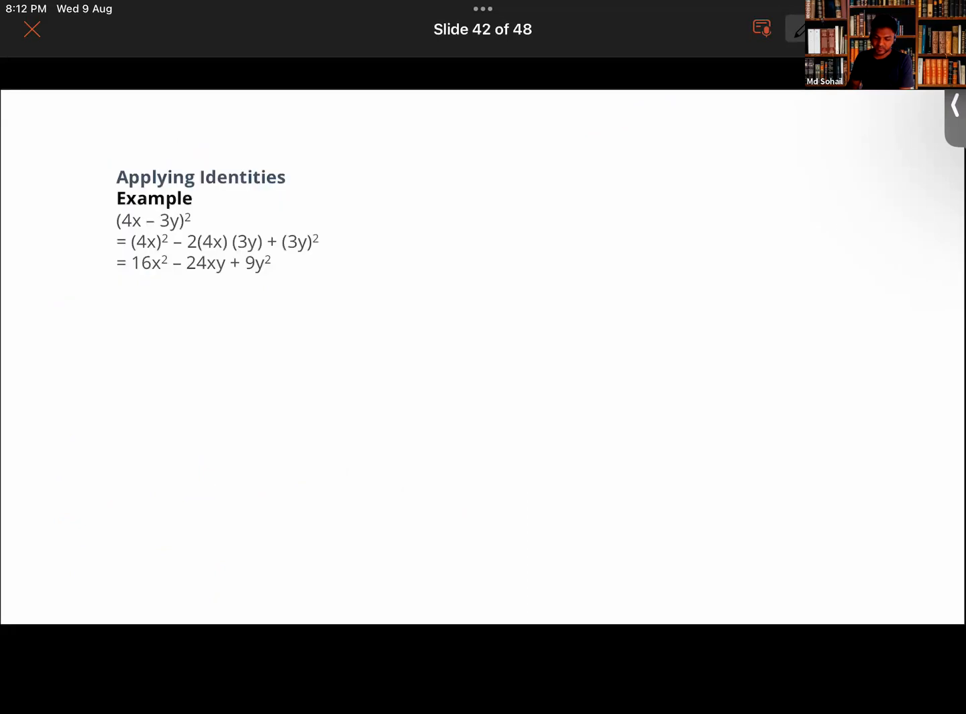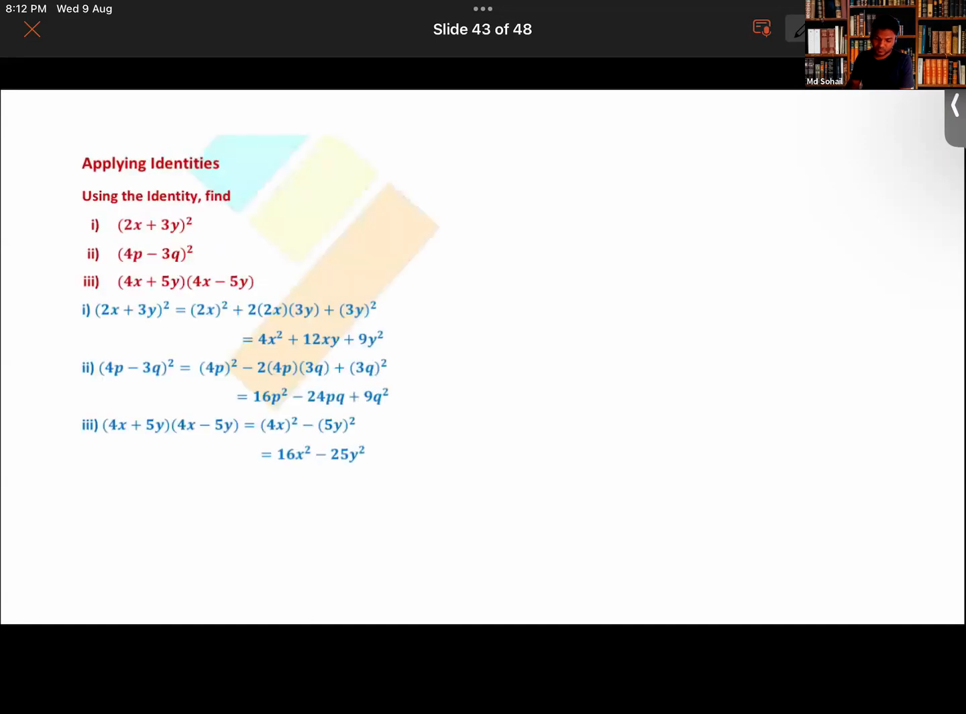So let's practice some of the questions, right? That was just an example. Now we will jump to how we apply the identities. See, the first one, 2x plus 3y whole square. That is simply A plus B whole square. Which identity will we be using? The first one, that is A plus B whole square. So what are the things we need to take care of? We will need to take care of sign convention in the given question, like whether the sign is plus or negative, right? And then we will look for the variables, right?